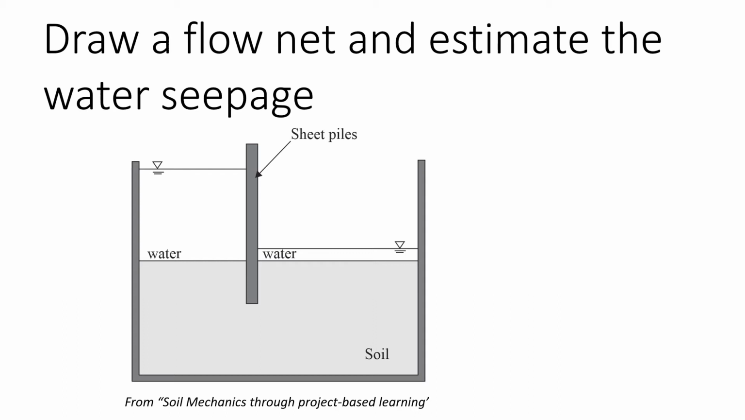This video will explain how to draw a flow net and estimate the water seepage under engineering structures. We'll start with these textbook examples where we have two water levels, the one on the left and on the right. We have sheet piles in between, and we're going to have some water seepage underneath those sheet piles. So we're going to draw the flow net for these particular conditions, and we will estimate the rate of seepage.